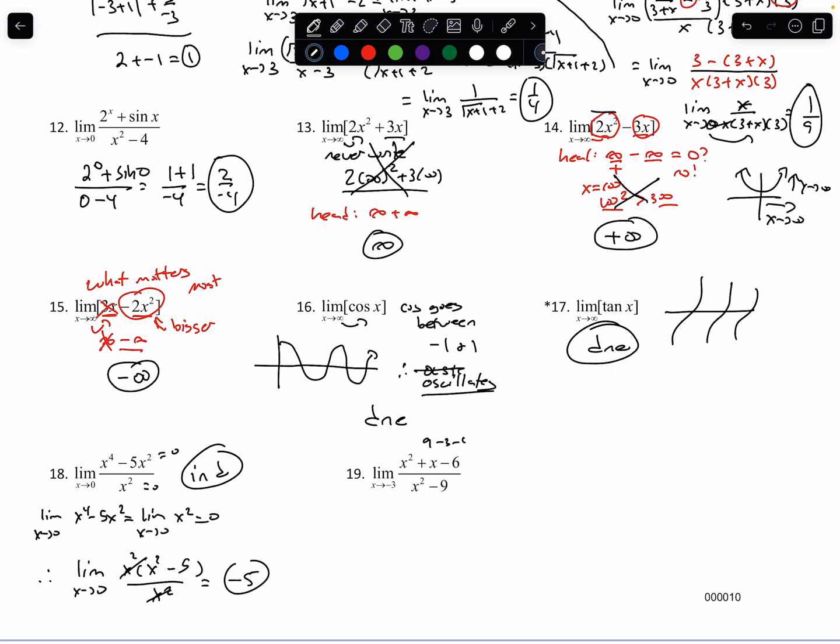Number 19. Let's take a look here. That's 9 minus 3 minus 6. So the top is 0 and the bottom is 0. Again, indeterminate. So we would take the limit as x approaches negative 3 of the top, x squared plus x minus 6, over the limit as x approaches negative 3 of x squared minus 9, which is 0 over 0. Now I can factor and cancel.